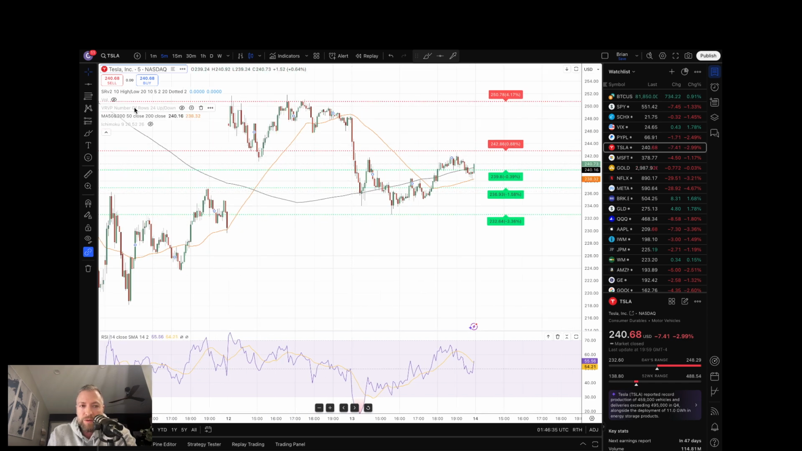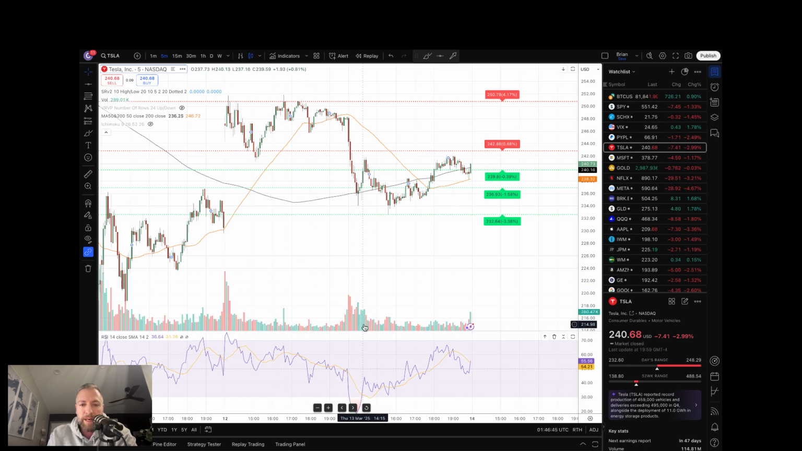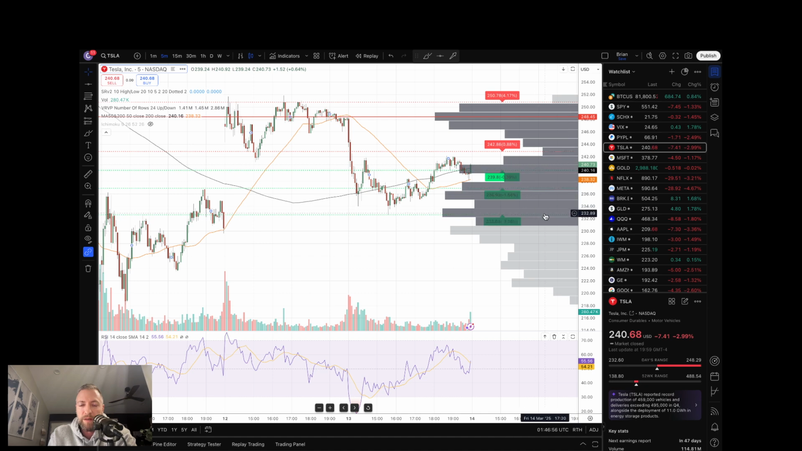I pretty much use all of these indicators that I'm showing you right now to put together a book and see where the stock's heading. Of course, we have volume right here. Look at all the buying and selling pressure going on. And this next indicator is super helpful: the VRP, number of rows, which is a volume profile. This is where a lot of the buying and selling is.